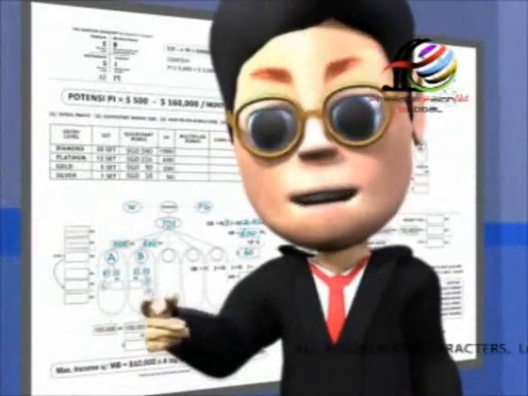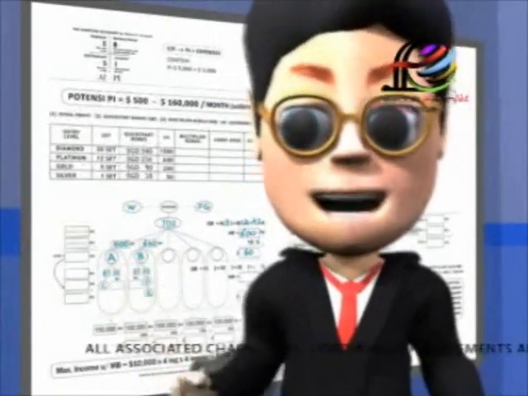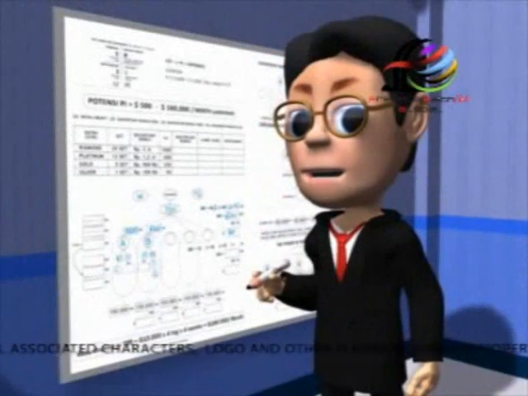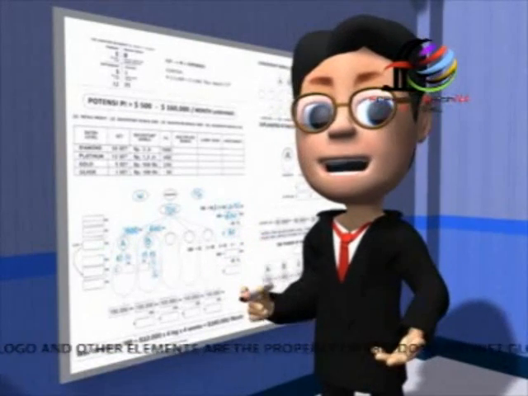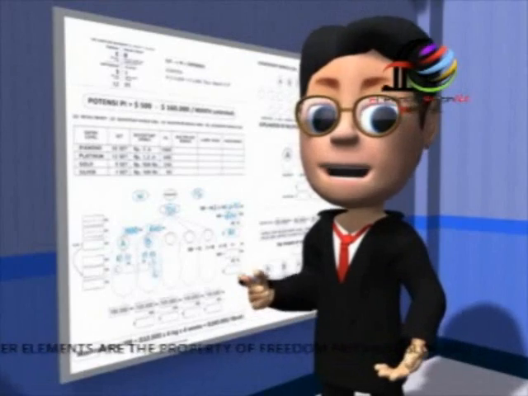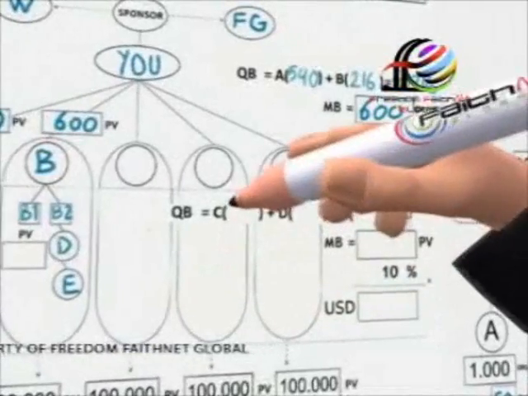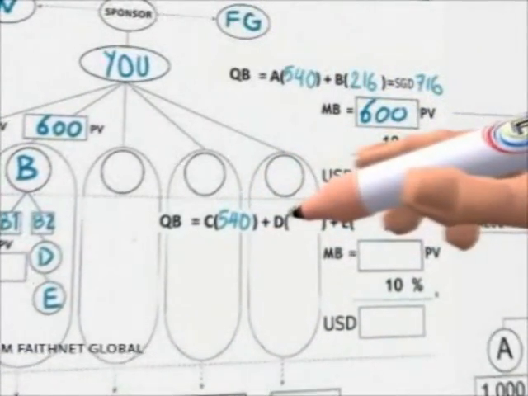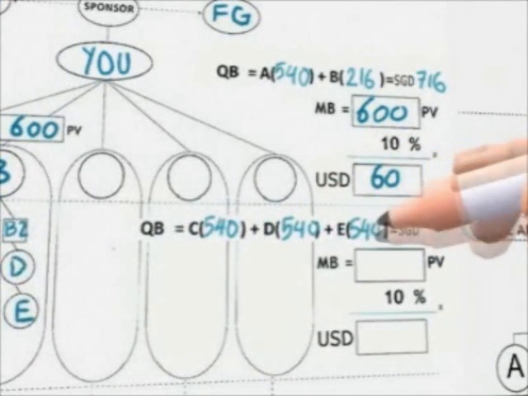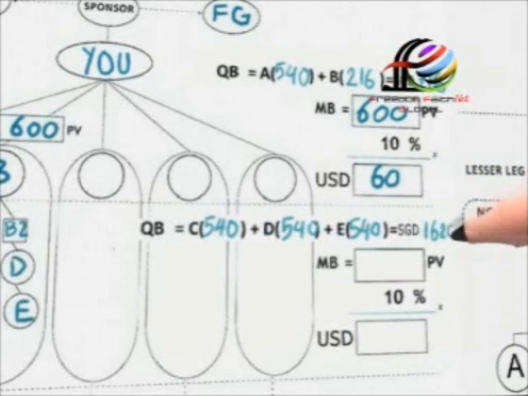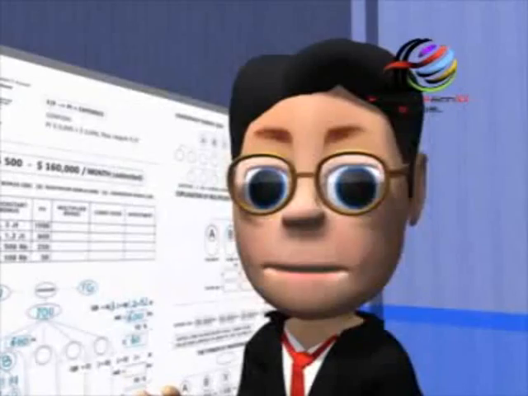I assume that there are 7 transactions in the second week. I assume that all join on the diamond level. This will make it easier for you to comprehend how commissions are calculated. If the quick start bonus of diamond level is 540 Singapore dollars, which means you will receive 540 Singapore dollars from C, 540 Singapore dollars from D, 540 Singapore dollars from E, thus the total of 1,620 Singapore dollars. And how much is the multiplier bonus?